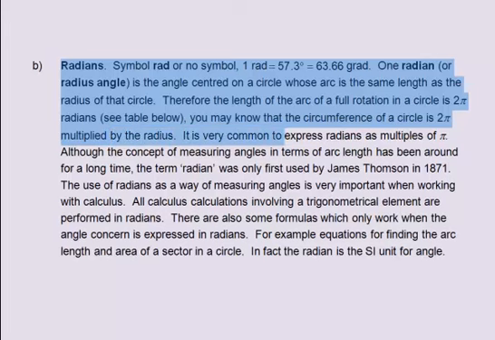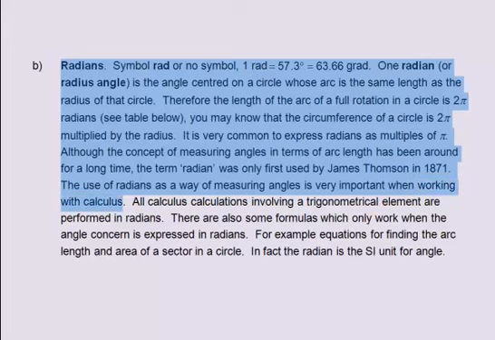It is very common to express radians as multiples of pi. Although the concept of measuring angles in terms of arc length has been around for a long time, the term radian was only first used by James Thomson in 1871. The use of radians as a way of measuring angles is very important when working with calculus.